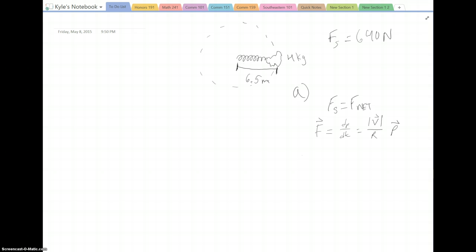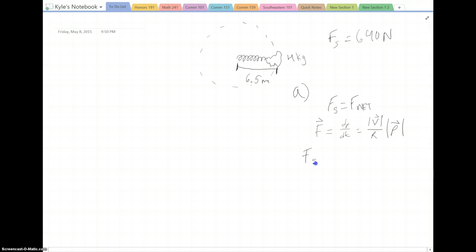which is the momentum principle, that the force is equal to the change of momentum over the change of time. And we know that for things moving in a circle constantly like this, that it is equal to the magnitude of the velocity over the radius times the magnitude of the momentum. Now the problem tells us that the force of the spring is equal to the net force.